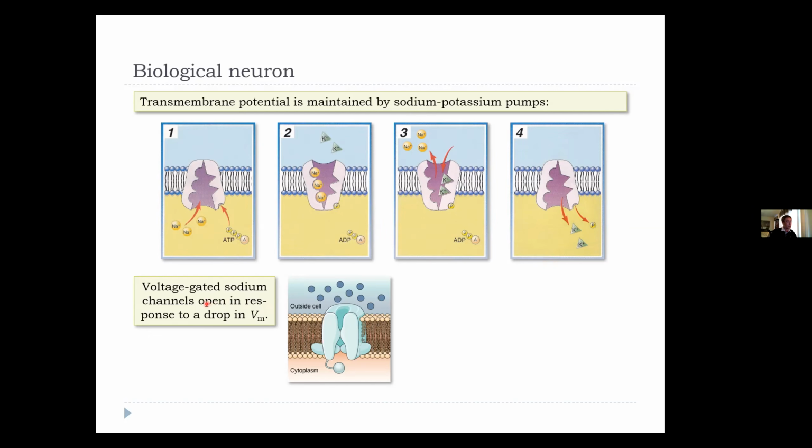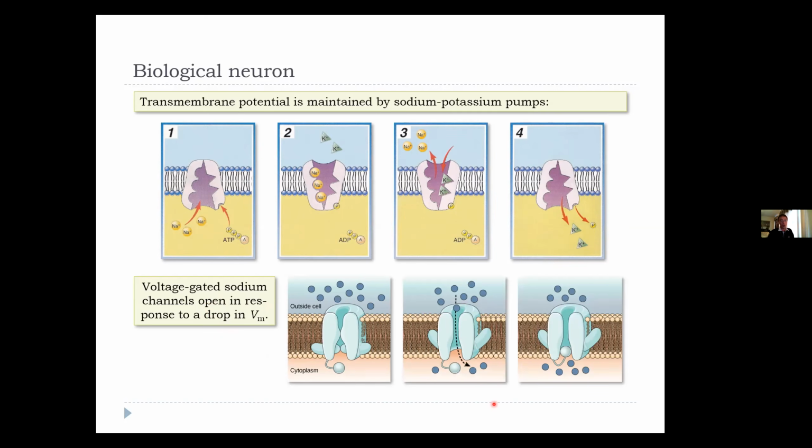There are also sodium channels and potassium channels that are voltage gated. If at some point the transmembrane potential drops, so if the voltage is reduced, these channels open and they allow sodium into the cell, at which point the transmembrane potential drops even further. And after it's dropped to a certain sufficient point, it has this blockage unit that blocks the channel, and there is no further transfer happening.